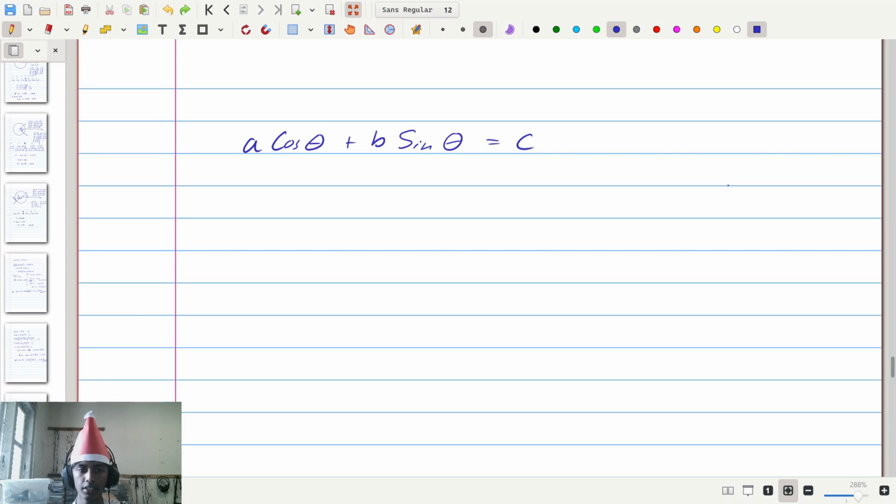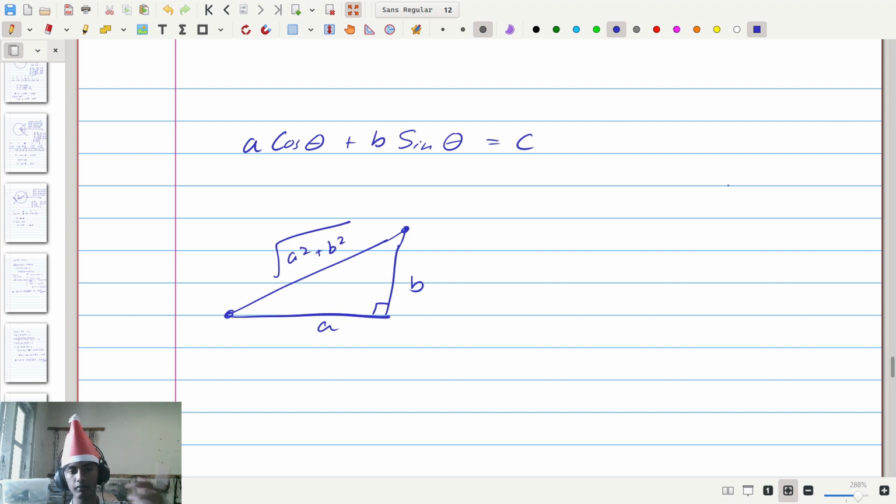Let's consider the triangle with a side of a, a side of b and a hypotenuse like this. What's the length of this hypotenuse? Well, we have a 90-degree angle here. This is a, this is b. By the Pythagorean theorem, this side length here is the square root of a squared plus b squared.